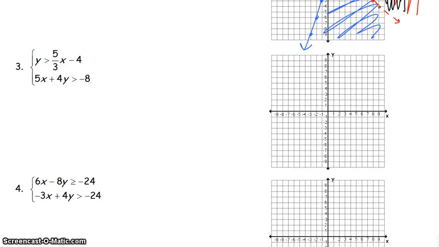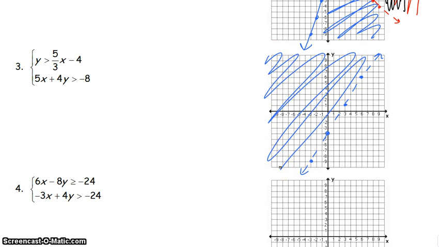Next one, number 3. We've got y is greater than 5/3 x minus 4. So we start down at a negative 4. 5/3 slope, we're going up 5, right 3. Up 5, right 3. Then we've got to make sure that we go in both directions. So we're going down 5, left 3. Greater than symbol means we've got a dashed line. And because it's greater than, we are going to shade there.